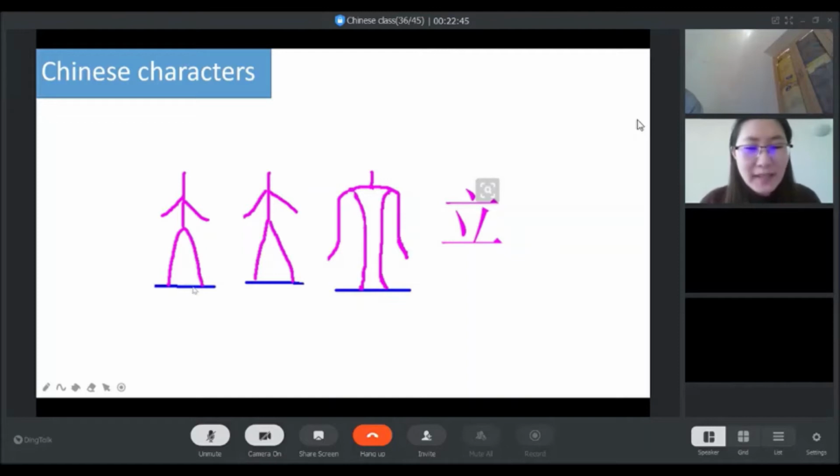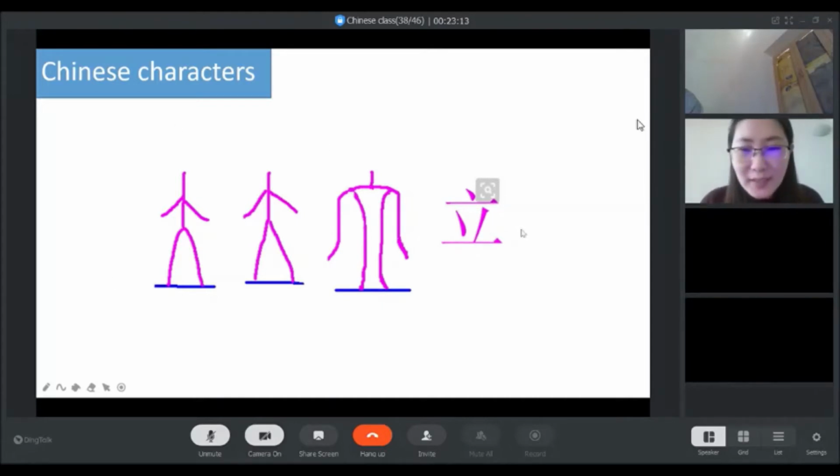A person stands here, then a person stands, then it later changes to this one, then changes to this one, and now we write it like this. This word means stand. Stand up, stand.